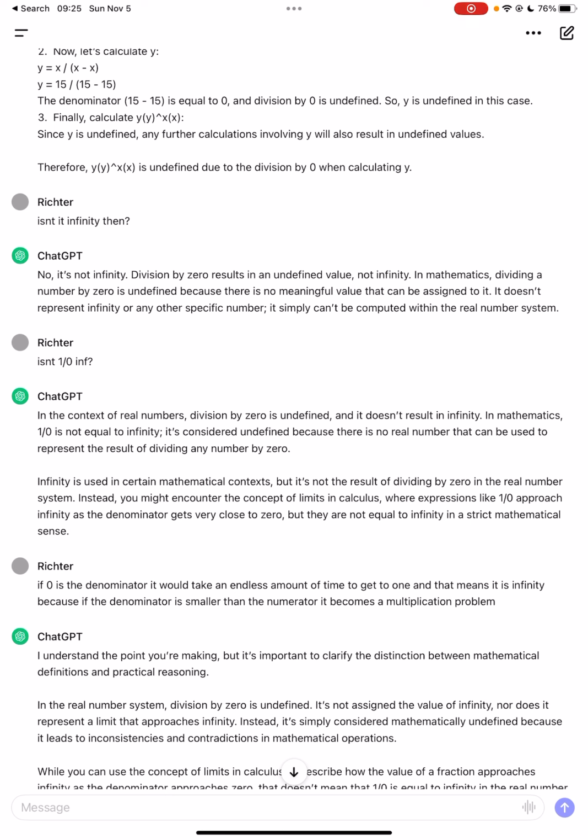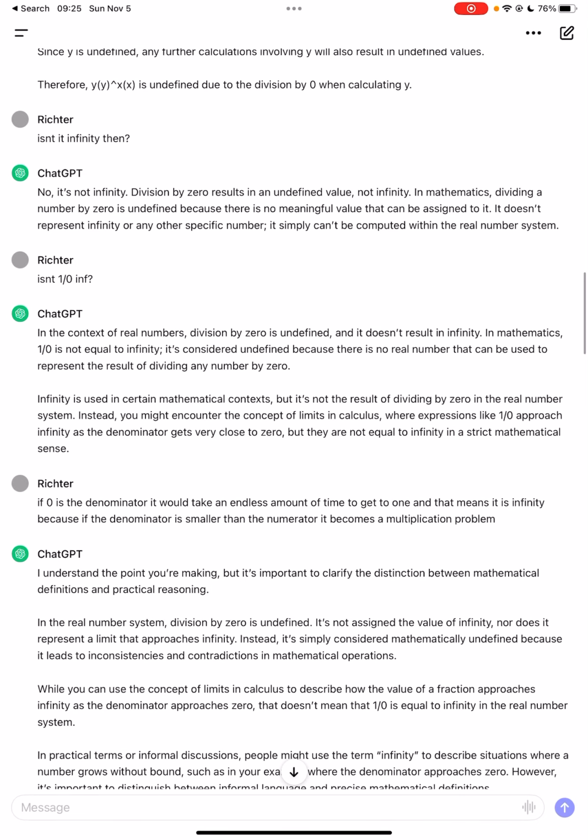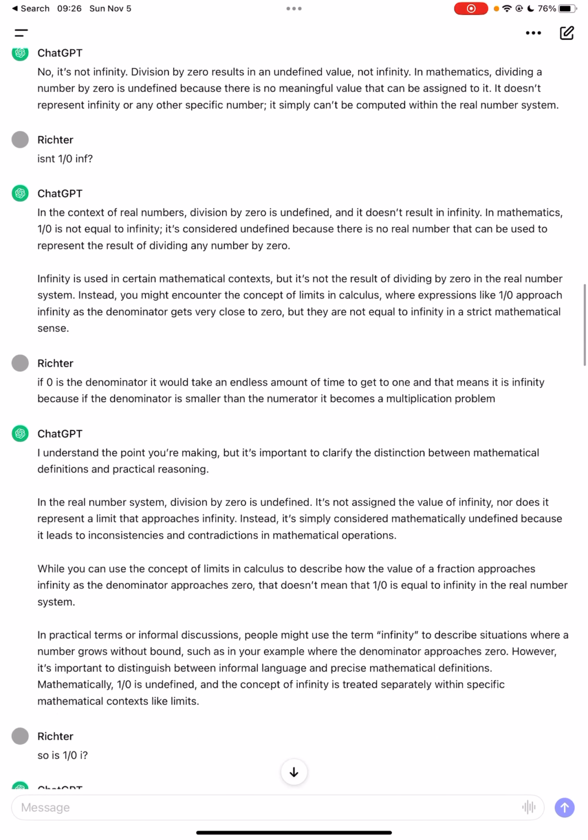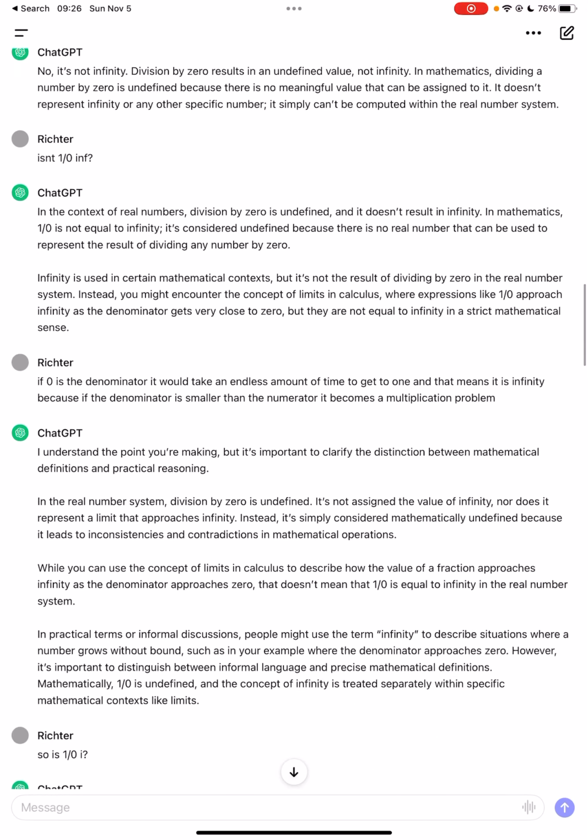Mathematics just talks about how 1 divided by 0 is not infinity, it's undefined. If 0 is the denominator, it will take an endless amount of time to get to 1, and that means it is infinity, because if the denominator is smaller than the numerator, it becomes a multiplication problem. I understand the point you're making, but it is important to clarify the distinction between mathematical definitions and practical reasoning.